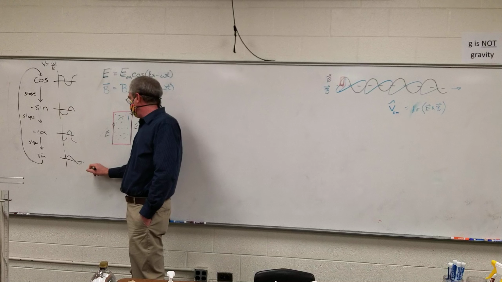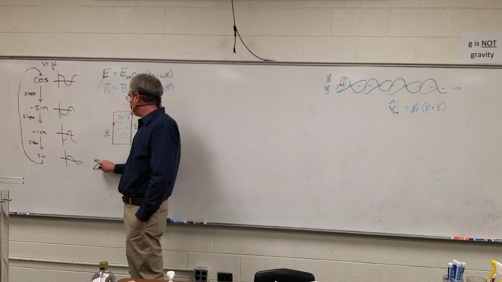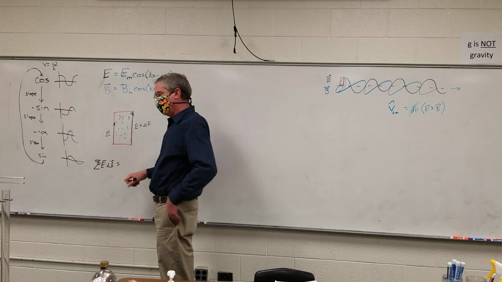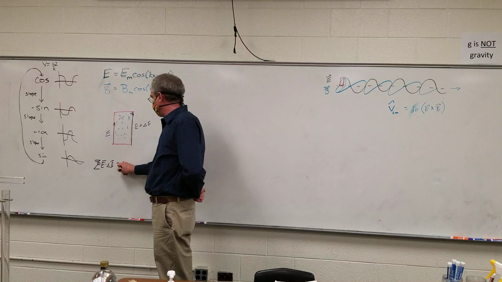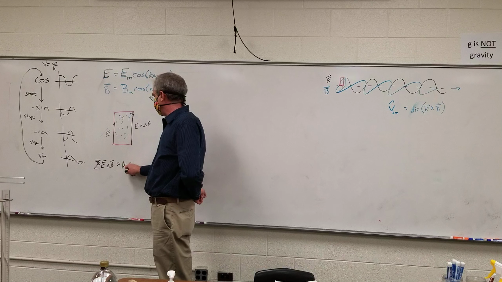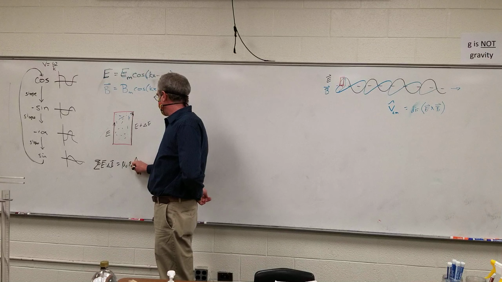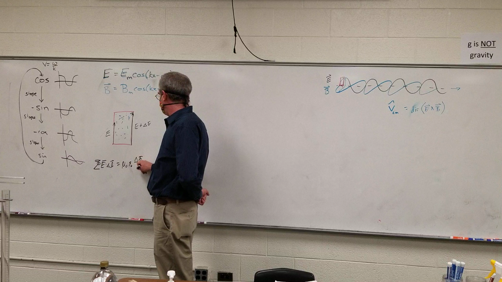I'm going to apply Ampere's law. It says that if I do the sum of the electric field dot delta L around some loop, I'm going to end up with, well, I have no traditional current here, so this can just be reduced to mu sub naught, epsilon sub naught, times the change in the magnetic flux over the change in time.